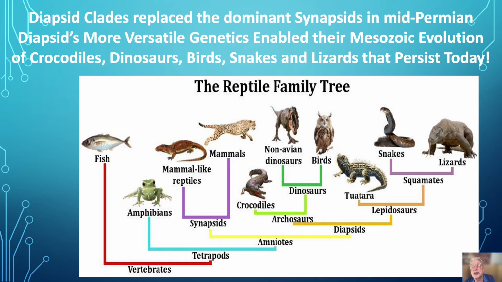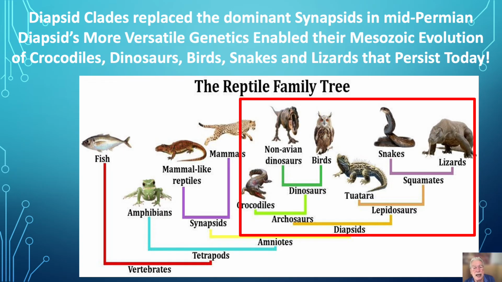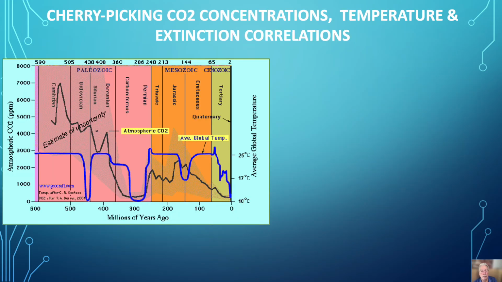Diapsid clades replaced the synapsids in the mid-Permian. This clade's more versatile genetics withstood the end-Permian extinctions and enabled the Mesozoic evolution of crocodiles, dinosaurs, birds, snakes, and lizards, many of which have persisted through today. In light of all the many extinction factors, the New York Times promotion of only climate warming as the cause of Permian mass extinctions, simply to maintain fear regarding our current climate warming, is egregiously irresponsible.